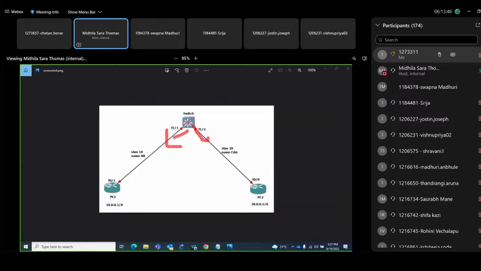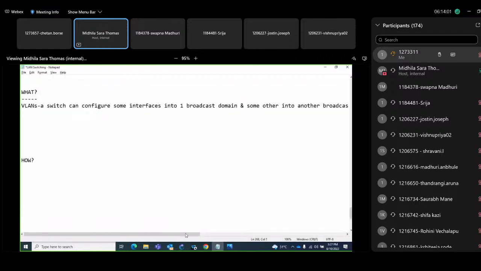It is not easy again. It is not like I pray to God and he or she does it. No, it is not like that. You have to give some commands. Only after giving a lot of commands will it happen. We are going to learn that, but I'm just giving you the scenario. You can put multiple interfaces into multiple broadcast domains. That is what you are going to do.